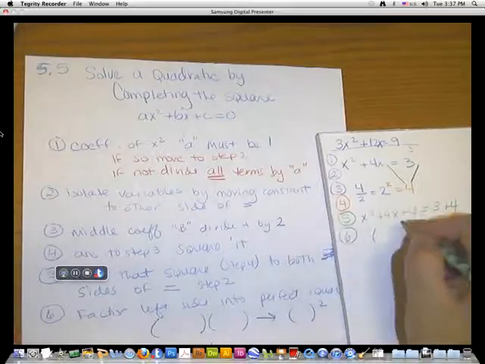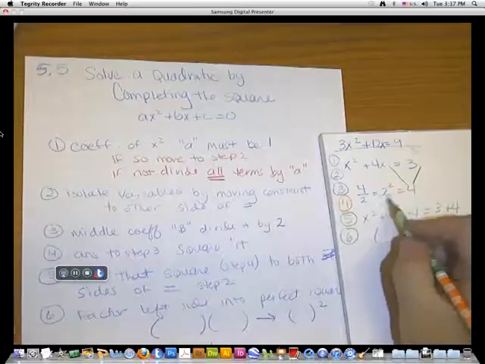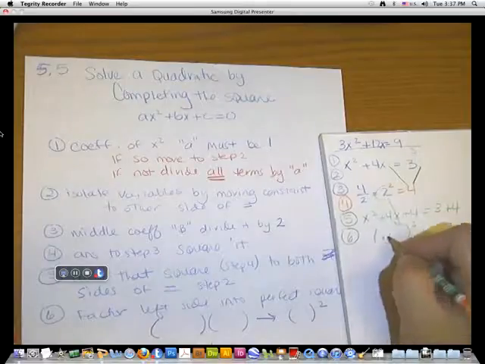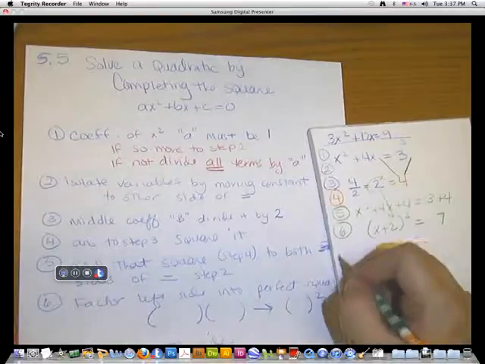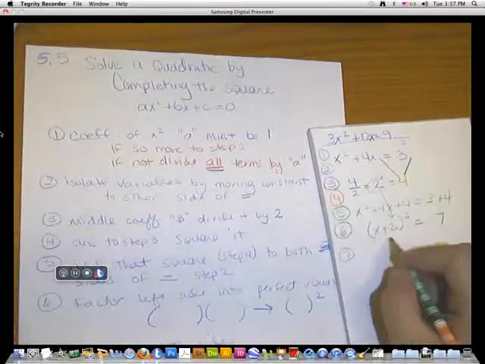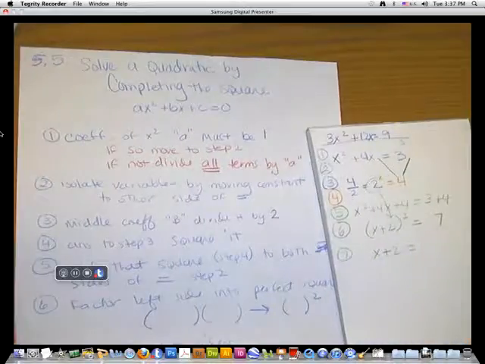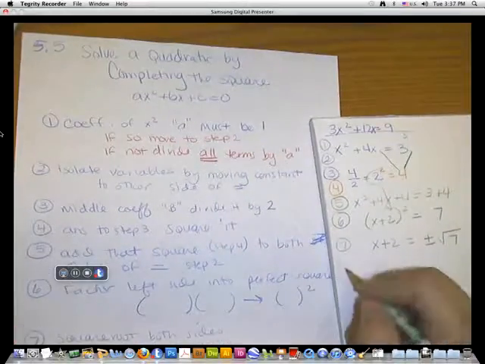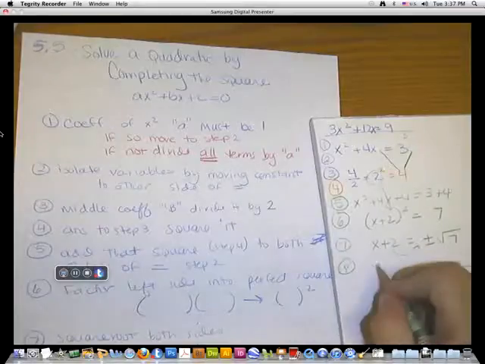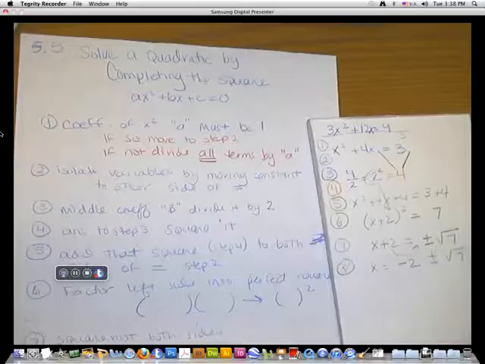Step 6 says we're going to get a perfect square. That square always comes from step 3. Step 7 says square root both sides, and when you square root, the only thing that's left standing is what's inside. We get 2 answers and the square root of 7. And solve for our x. Move over the 2 means we get negative 2 plus or minus root 7.